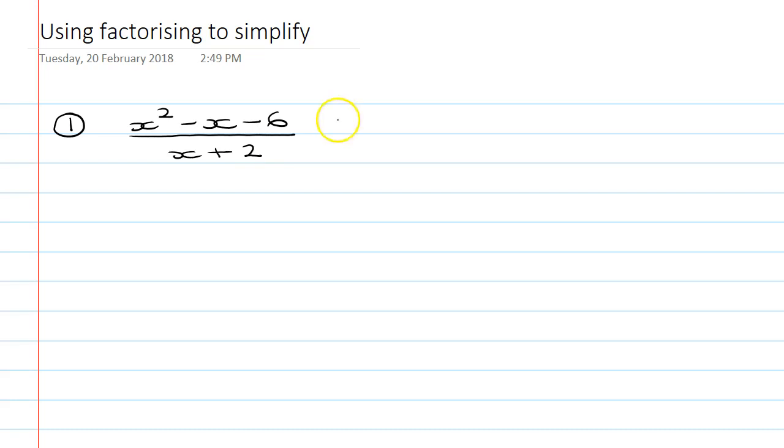Now the numerator is a quadratic with the a as 1, so it's easy for us to factorise that. We can go, well, what two numbers multiply together to make negative 6 that also add together to make negative 1? And that is minus 3 and plus 2. So we can write that as x minus 3 upon x plus 2.